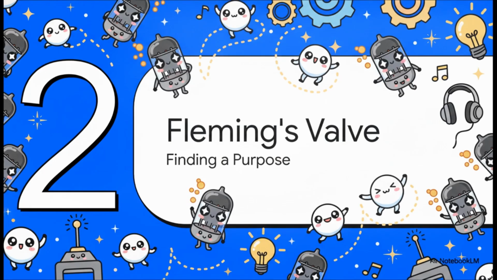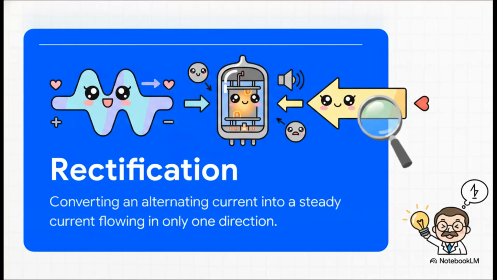Moving on to Section 2. Fleming's oscillation valve, finding a purpose. Yeah, what's really interesting about this slide is the concept called rectification. This is the absolute key to everything.